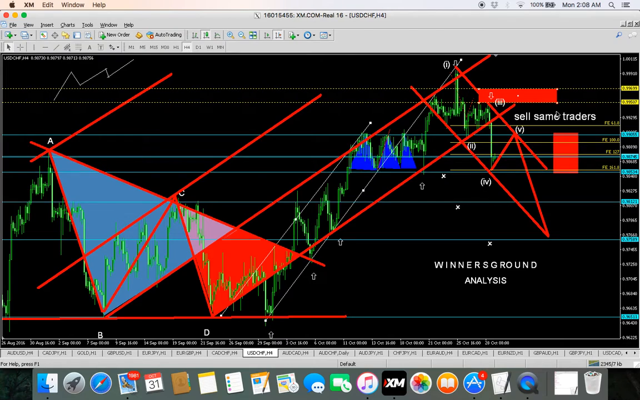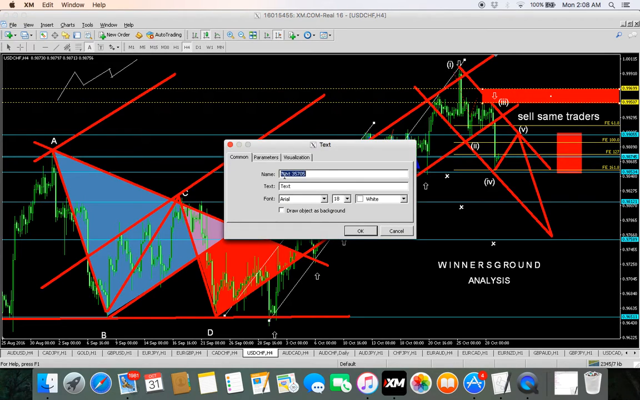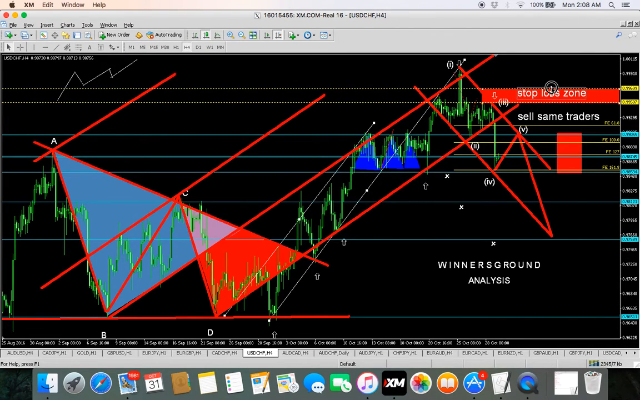Between this point and that point, let me just write it, because people tend to forget and they say they didn't hear what I said. But if I write it, I guess they're gonna understand and start making money. Let me just write it. Stop loss zone, guys. Okay, fine. There you go. That's a stop loss zone minus the pip, and this one is a take profit.